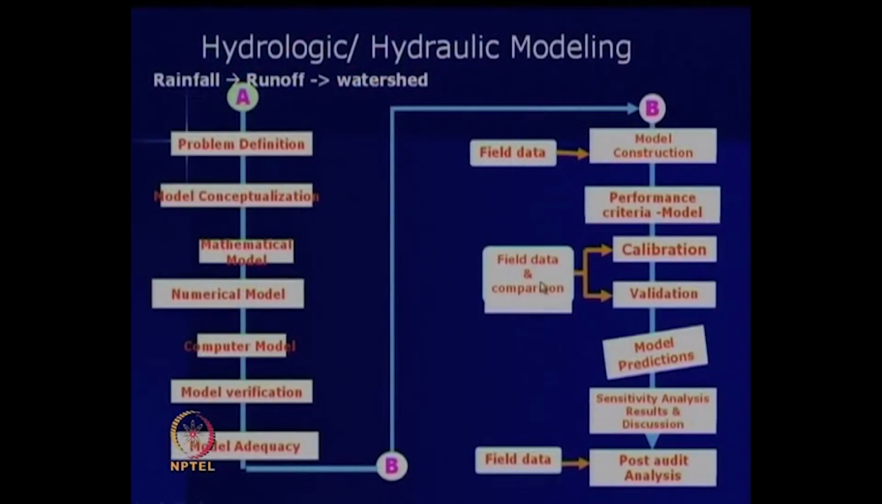Then with respect to the field conditions, most of the parameters like hydraulic conductivity, porosity, and the Manning's roughness coefficient etc. are varying drastically from one location to another location in the watershed. So, we have to go for a calibration and then validation process. This calibration and validation process we do with respect to the field data and then compare with some of the observed data. So, that process is so called calibration and validation. This is very important for the particular watershed.